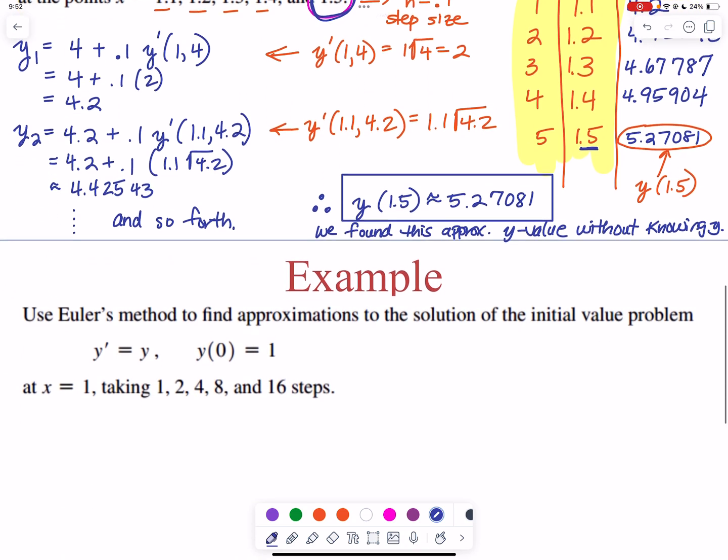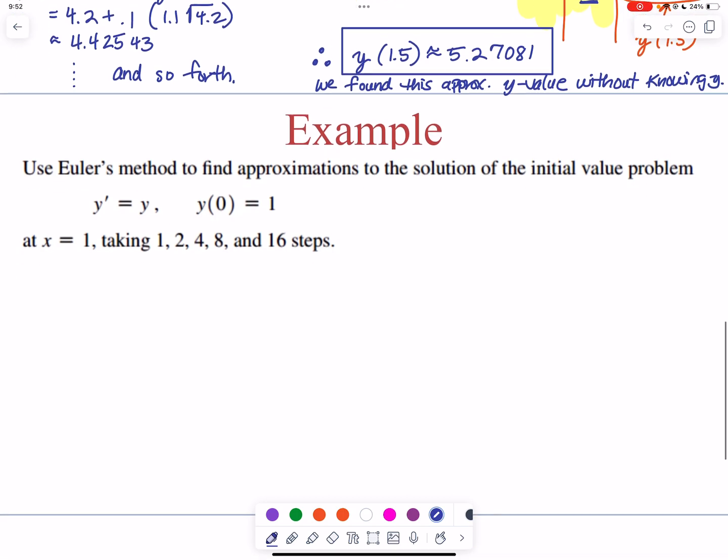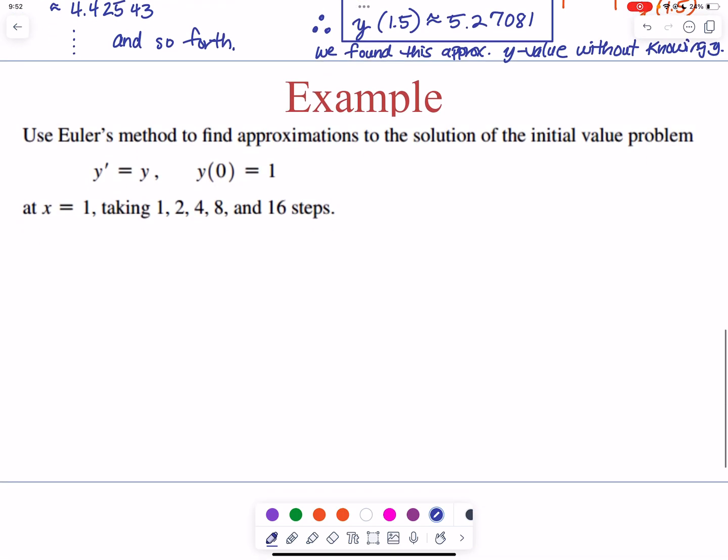Okay, let's look at this next example. Use Euler's method to find approximations to the solution of this IVP. Here's our IVP, there's our DE, there's our initial condition at x equal to 1. And here we're going to be taking a different number of steps. So this would take a lot of computer work, but we'll go ahead and start with a step size of 1. So that will just be one calculation.